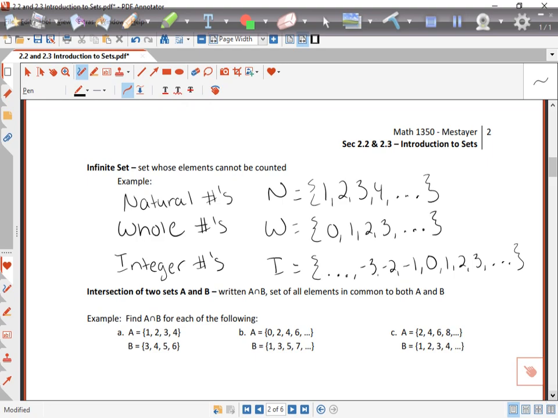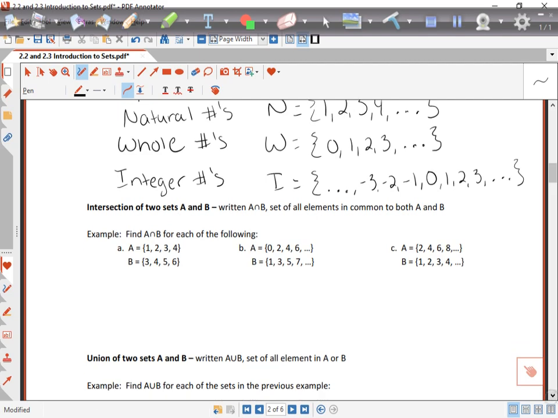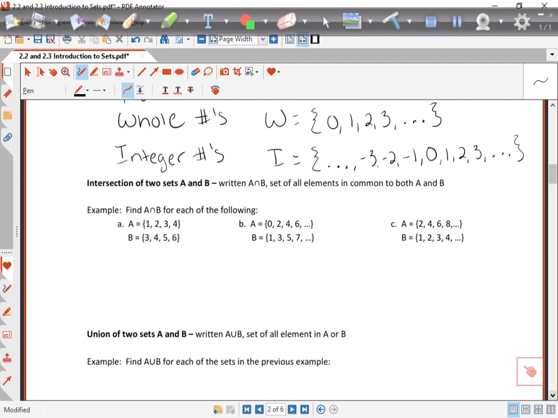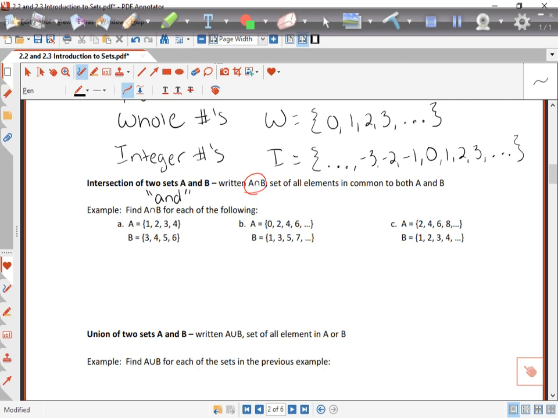Okay, moving on. We're going to talk about the intersection of two sets. The intersection of two sets is written like this, and that's the set of all elements that are in common to both sets. A lot of times you'll also hear the word and. What's in A and B? And so this is what they have in common.